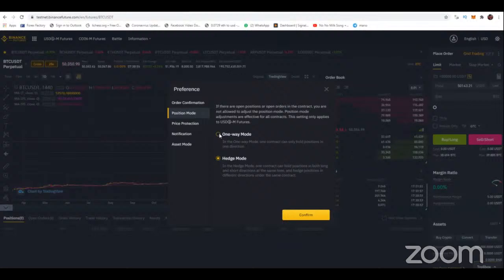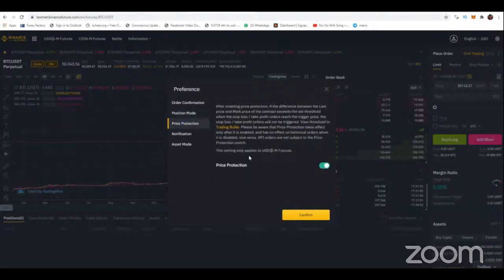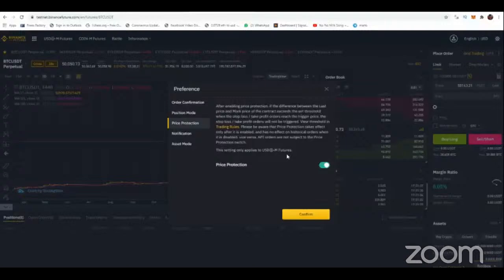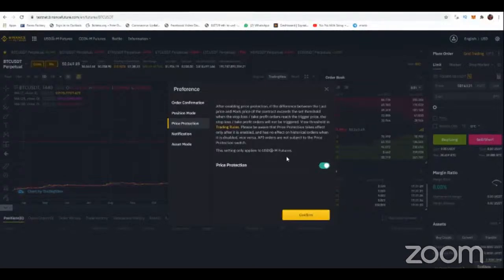By default, it's usually set on one-way mode, and I will advise you to leave it at the one-way mode. Then price protection. This is the price protection that has been enabled for us automatically. But if you don't want that price protection, you can decide to turn it off. But if you feel that you are going to be able to manage your position, you are usually online to manage your position and close it when necessary, then you can turn this off.